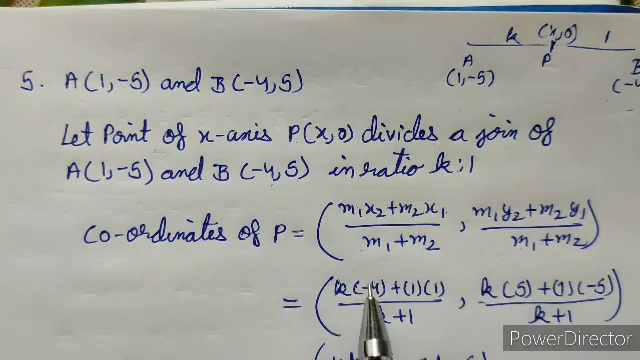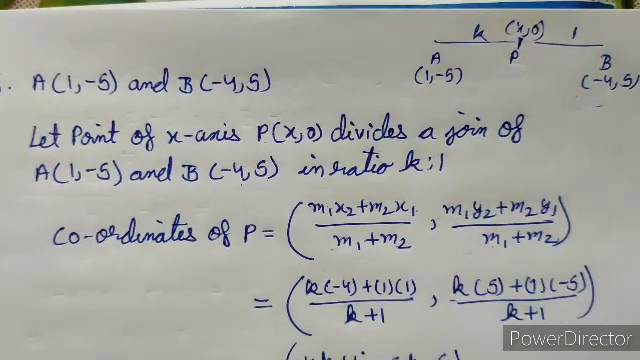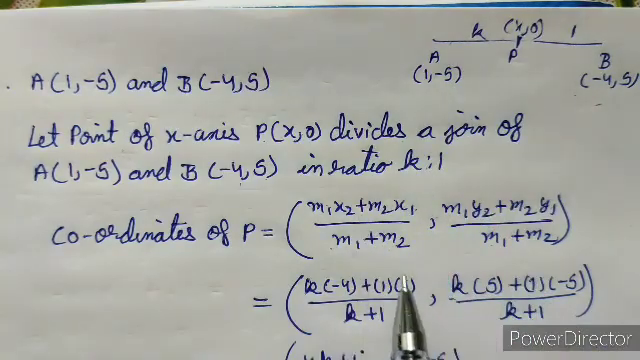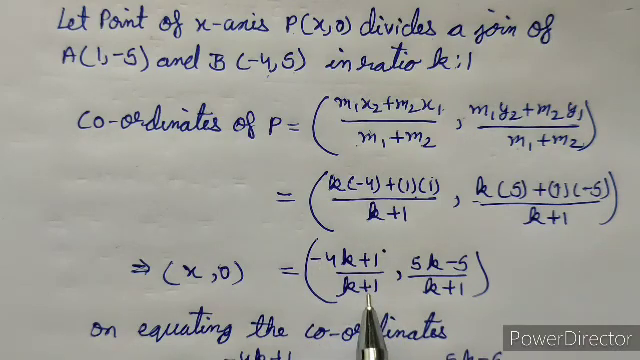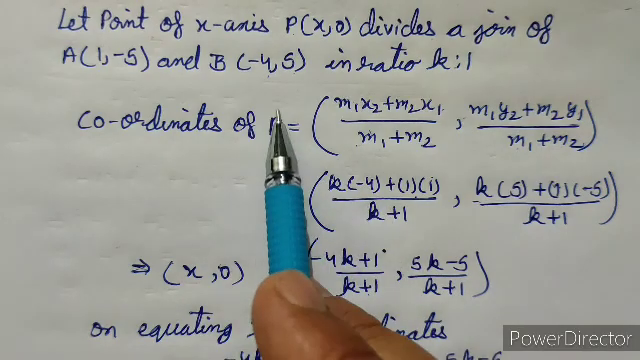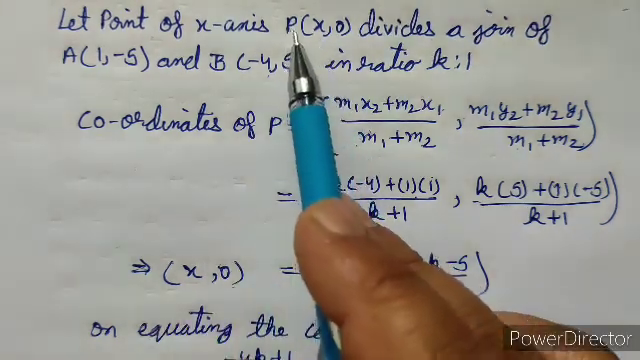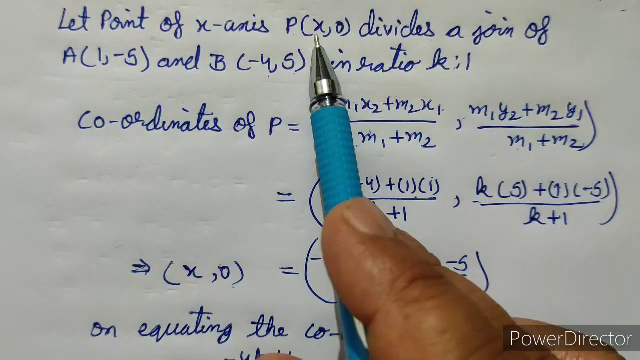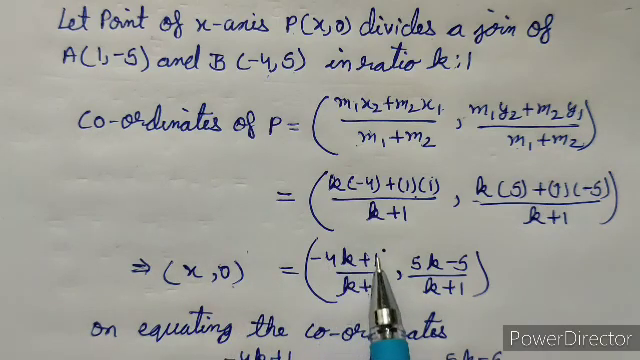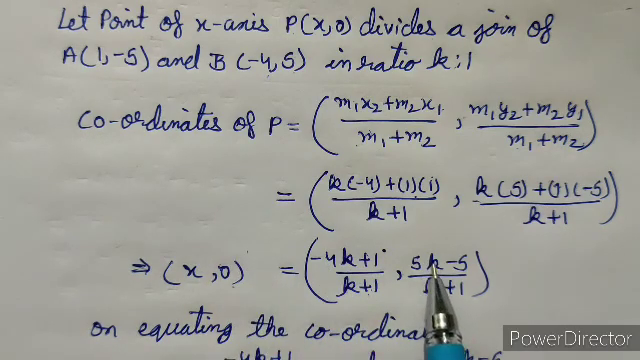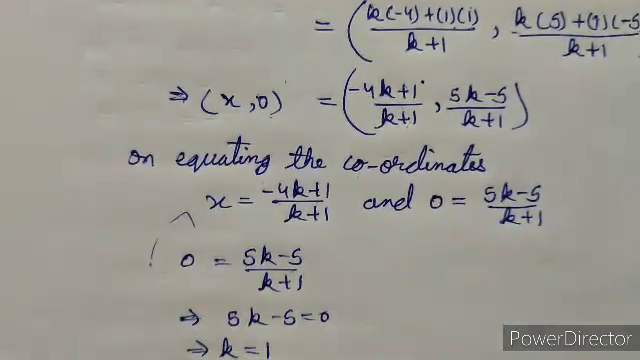That will be (k into minus 4 plus 1 into 1) upon (k plus 1) and (k into 5 plus 1 into minus 5) upon (k plus 1), and this is equal to (minus 4k plus 1) upon (k plus 1) comma (5k minus 5) upon (k plus 1). Coordinates of P we have taken here as x0 as it is a point of x-axis. Now on equating both sides we are getting x equal to (minus 4k plus 1) upon (k plus 1) and 0 equal to (5k minus 5) upon (k plus 1).